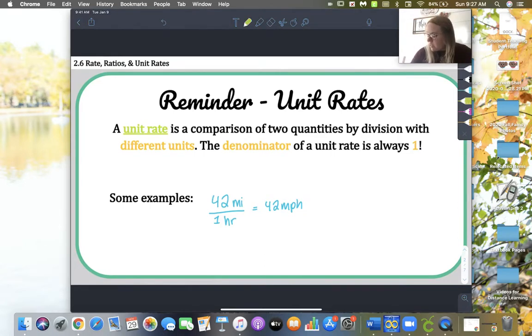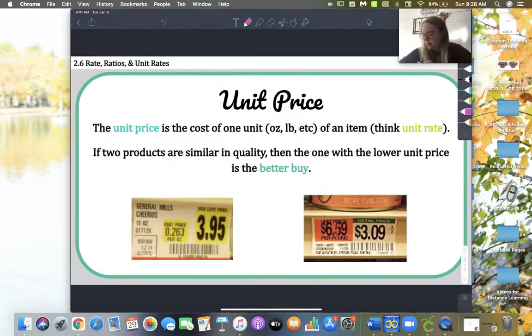A couple other examples would be $16 per one soup can, or even something along the lines of 12 inches per 1 foot. Those are just some examples of different types of unit rates where the denominator is a 1 and they have different units. What we're going to look at today is what's called unit price.